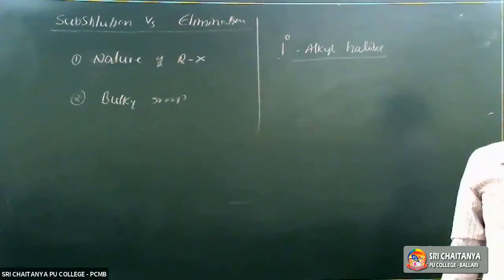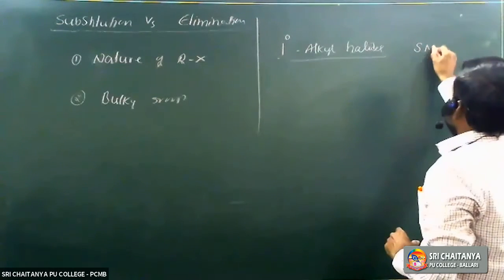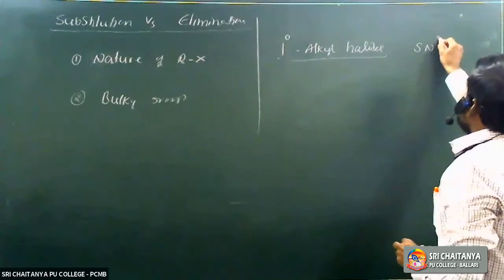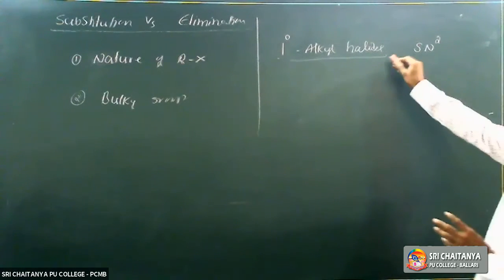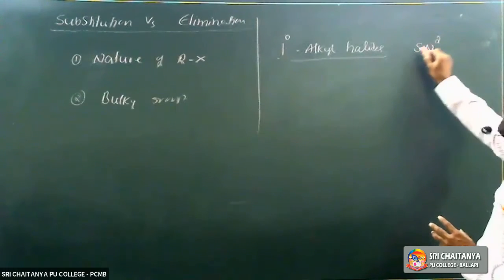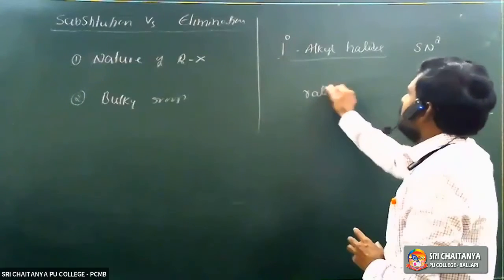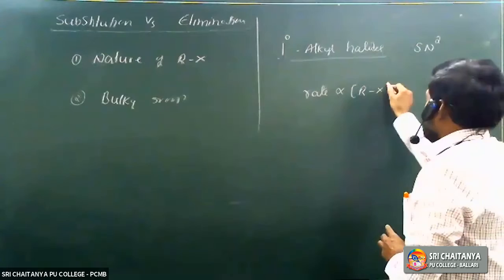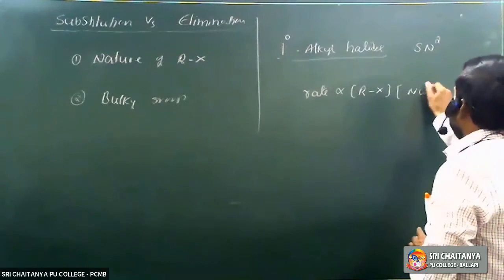Primary alkyl halides undergo substitution reaction via the SN2 mechanism. SN2, substitution nucleophilic bimolecular, means the rate depends on two concentration terms. Rate is directly proportional to the concentration of the alkyl halide and the concentration of the nucleophile.